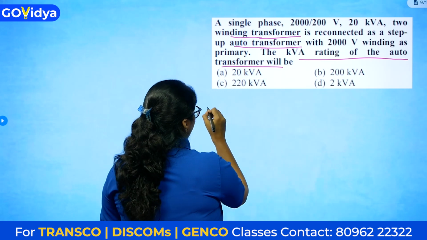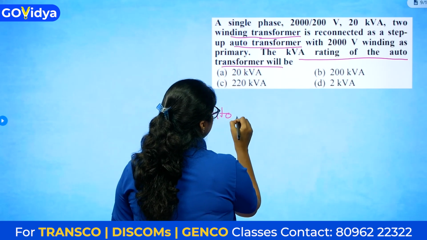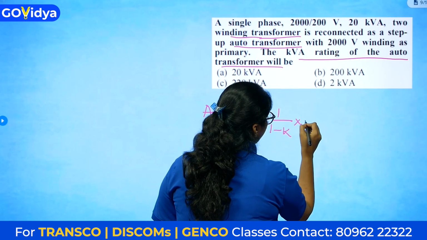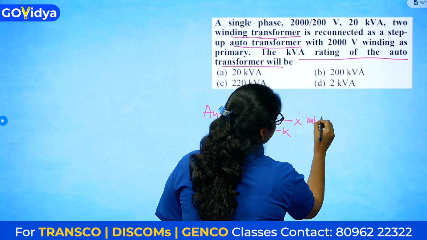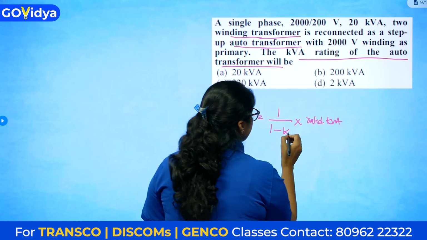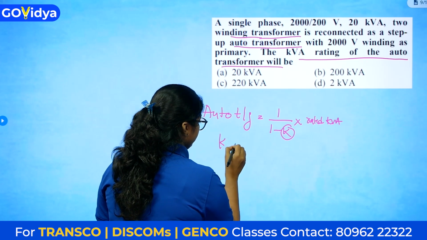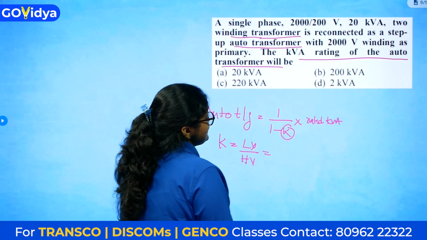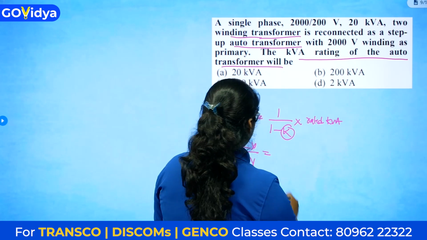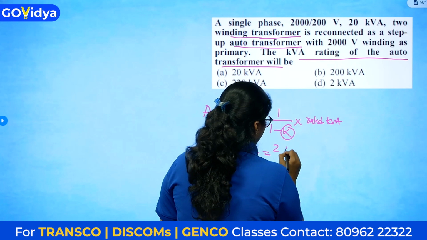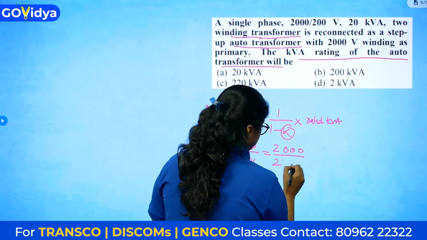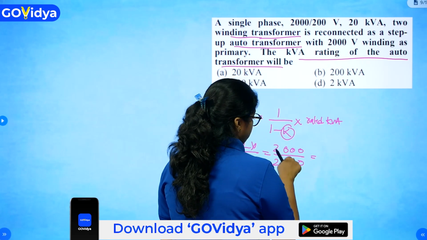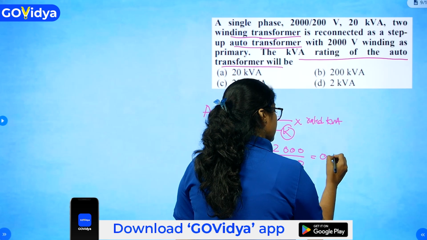So we know the formula for auto transformer kVA rating, that is 1 by (1 minus k) into rated kVA. So we have to find what the k value is here. K is equal to LV by HV. As it is reconnected as an auto transformer, LV is 2000 by 2200, that is 2000 plus 200. You will get 0.909.